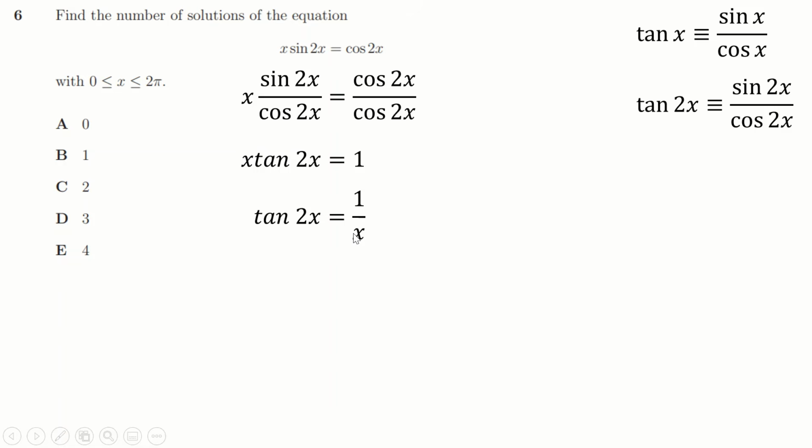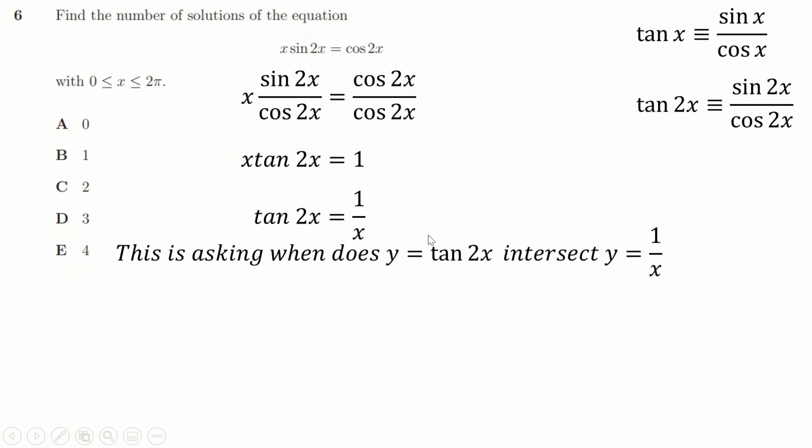What do I mean by graphically? Well, I'm just saying this here is asking, when does the graph y equals tan 2x intersect the graph y equals 1 over x? Because if you were asked this question, you could just set these equal to each other, right? So I'm going to ask, when do these intersect? I'm actually not going to ask that, because I'm not being asked for the answers here. I'm being asked how many there are. So all I'm really asking is, how many times does this happen in this bound?